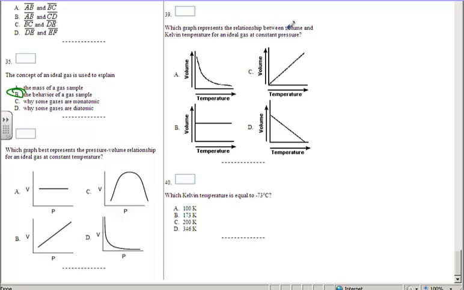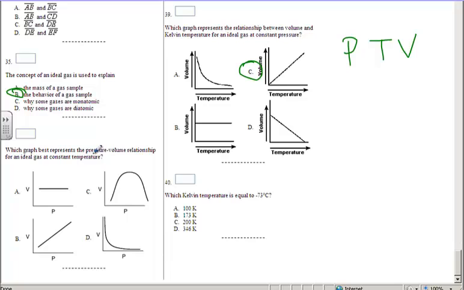Okay, which graph represents a relationship between volume and Kelvin temperature for an ideal gas? So what you want to do is, this will help you out, but this was on the video lesson. If you hold your finger on one of these, whichever one is constant, so here it's going to be pressure, okay? If you increase one, the other one's going to increase, so it's a direct relationship. So what we're doing is we're going volume over temperature, and we get an increase, okay, in a direct relationship.